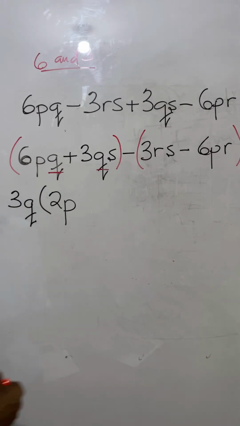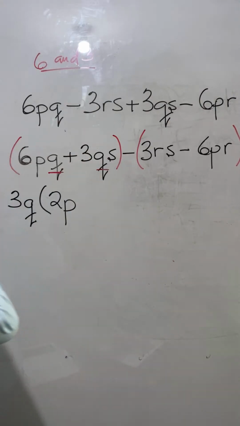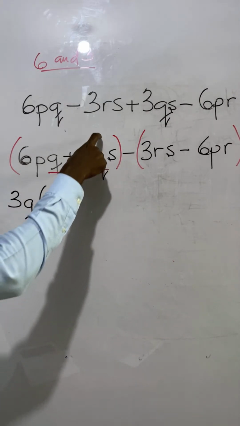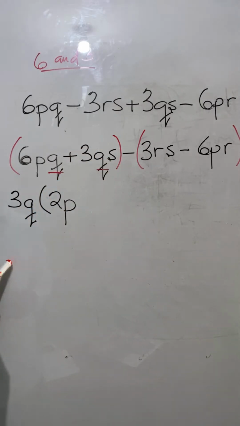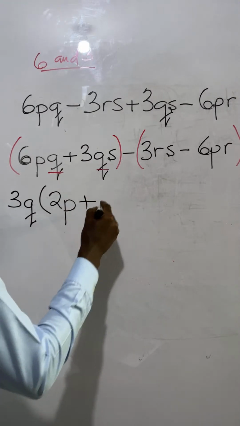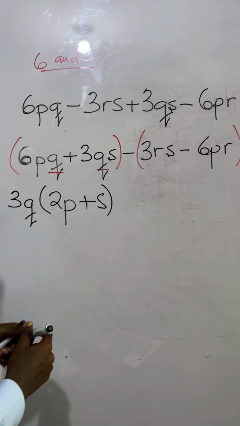Okay. What do we have next? We have this side. We've taken out 3Q already, so what is actually left is just S. So we have plus S. Does it end there? No way, it doesn't. What do we have next?